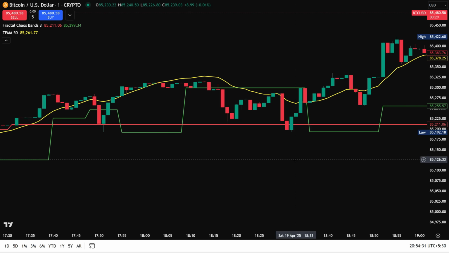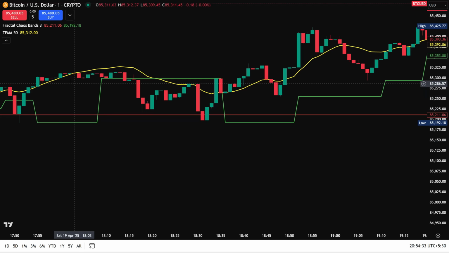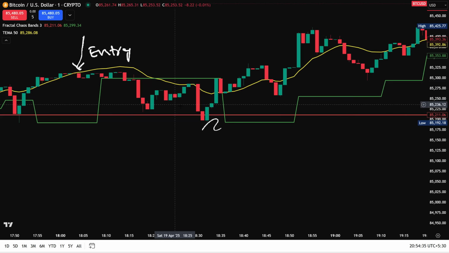All right, now let's take a look at this setup. It's a great example of a sell trade opportunity using our strategy. In this case, you can see the price crossing below the yellow TEMA line, which is our signal to enter a sell position. Now, for our exit, we're aiming for the support level, which is shown by the red line from the fractal chaos bands in this scenario.